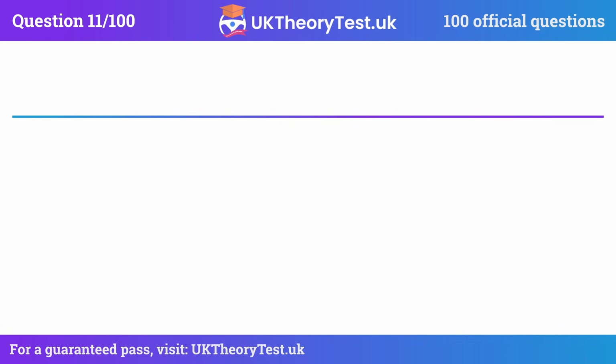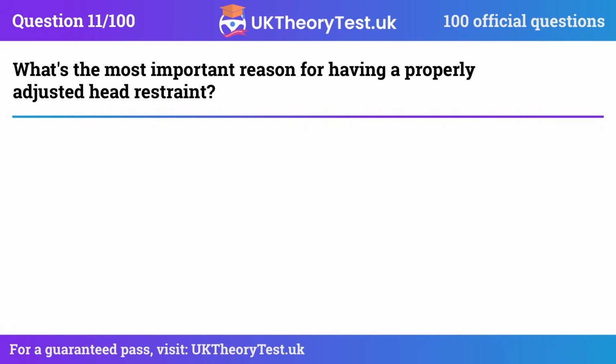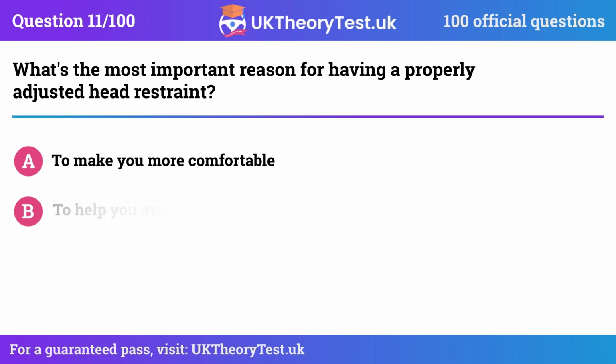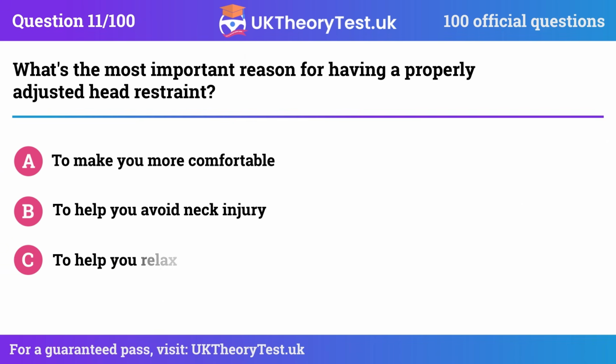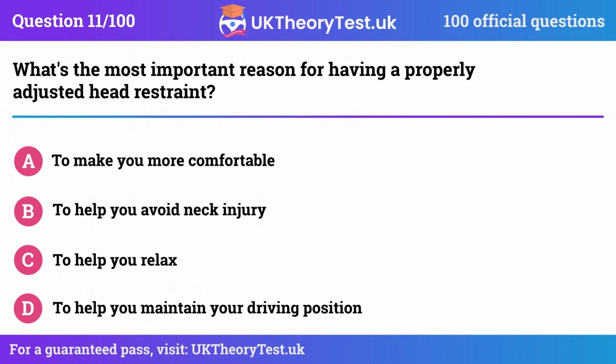Question 11. What's the most important reason for having a properly adjusted head restraint? A. To make you more comfortable. B. To help you avoid neck injury. C. To help you relax. D. To help you maintain your driving position.